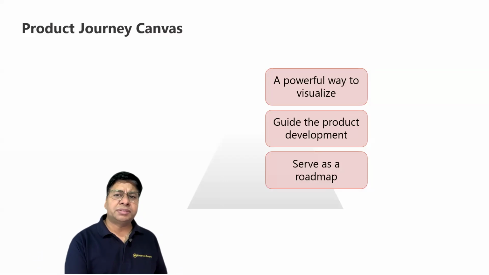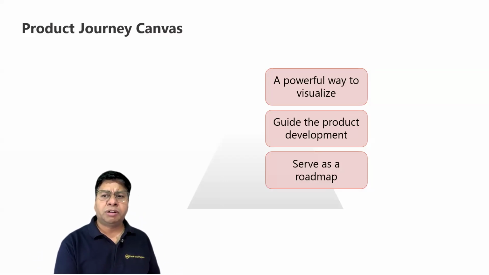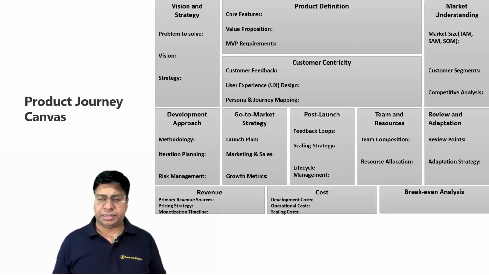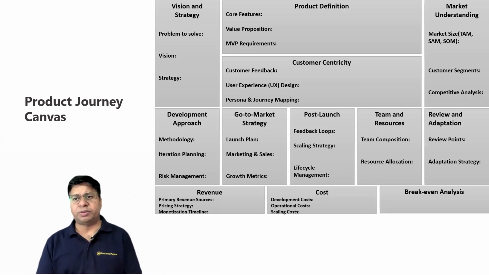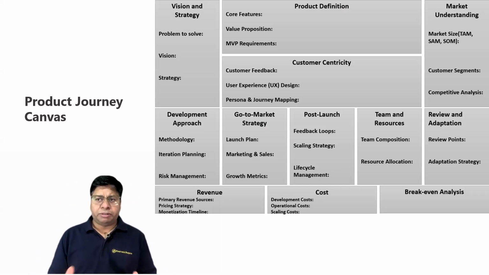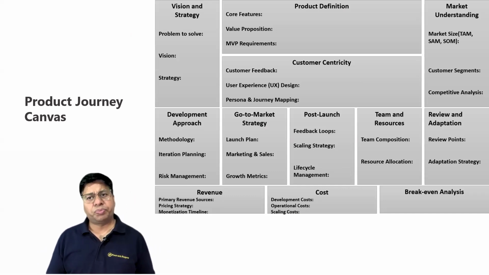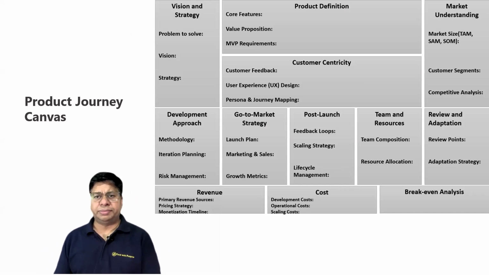Also, it serves as a roadmap. Think of it as a living document. It evolves as you go on, as your product matures, keeping your strategy transparent and on track. Now let's walk through each segment of the canvas. You can fill this out for your product as you go through the course or with your own product team.